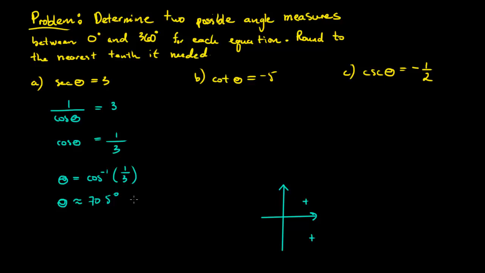So another angle measure for theta would be, let me write that aside here, theta is equal to 360 degrees minus 70.5 degrees. So 360 minus 70.5 is 289.5 degrees.